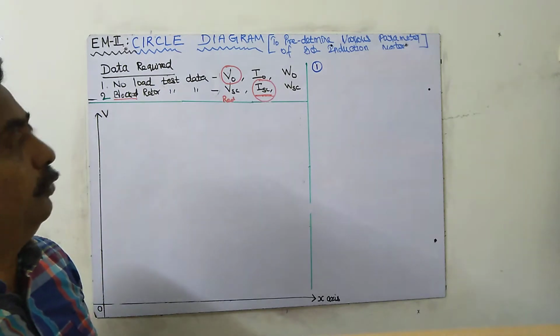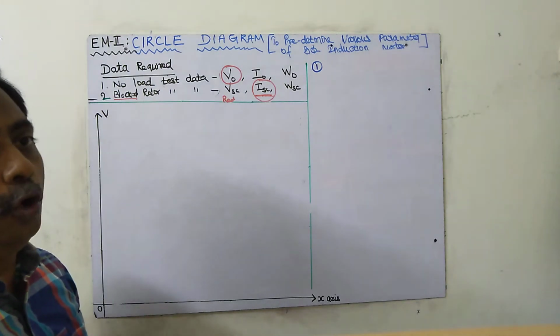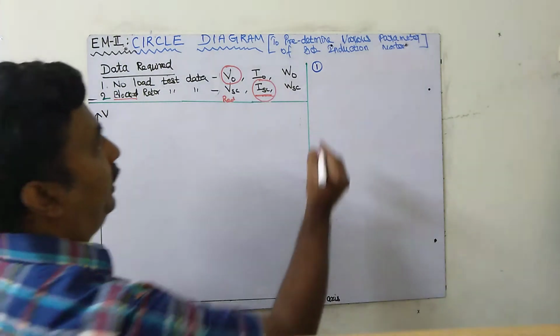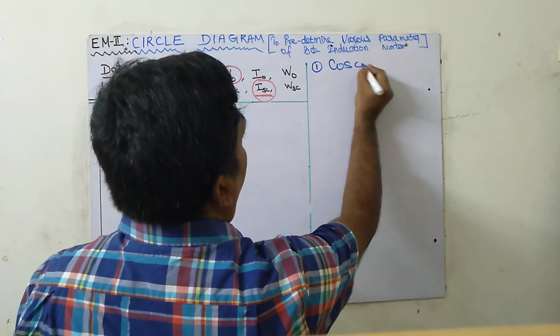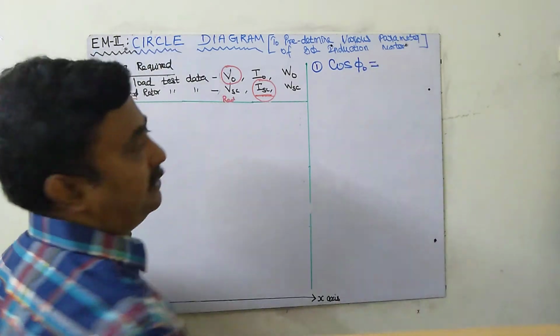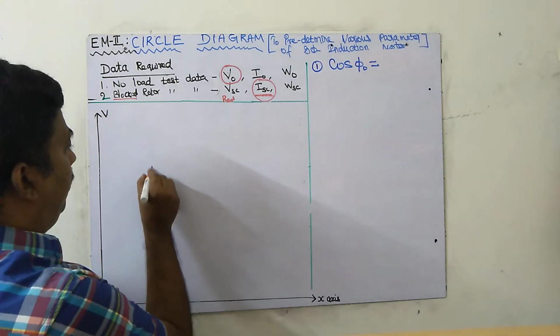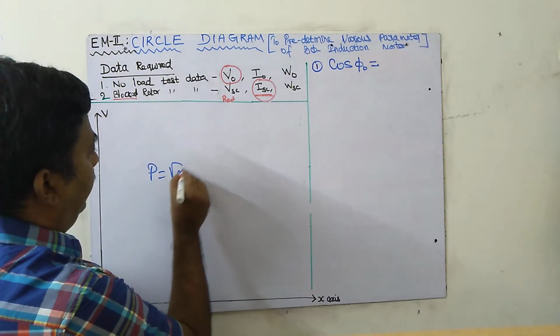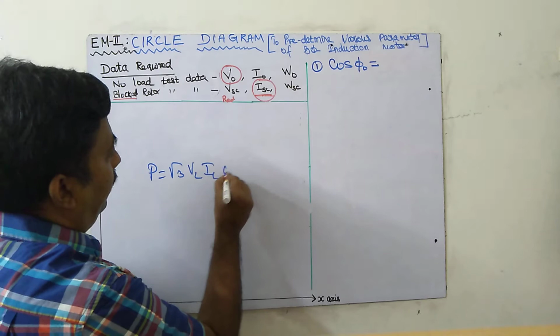What is the thing we have to do? We have to first find the no load power factor, cos phi naught. I have to find the no load power factor. This is the first step. What is the formula for power? The formula for power is equal to √3 times VL times IL times cos phi.